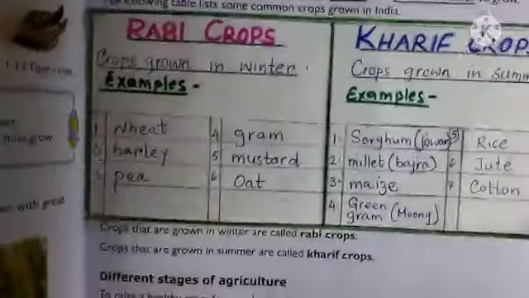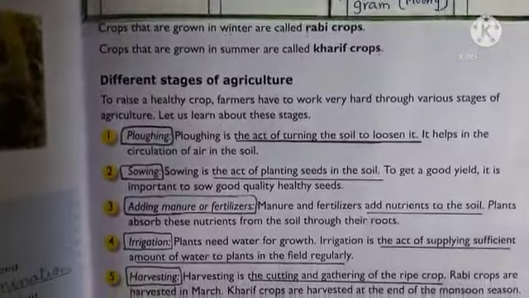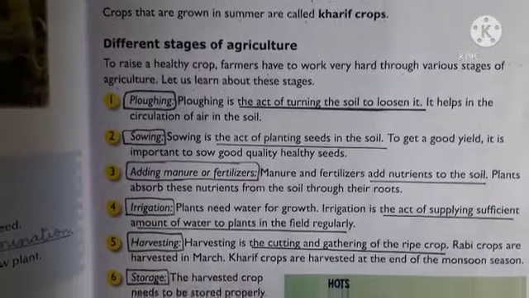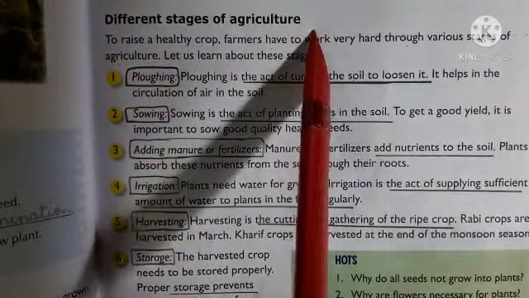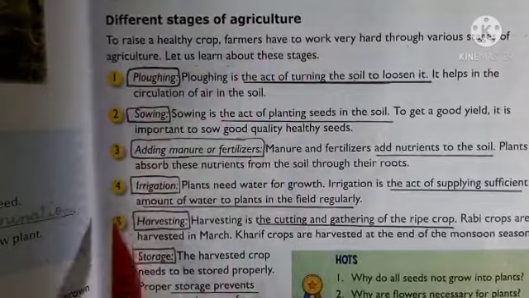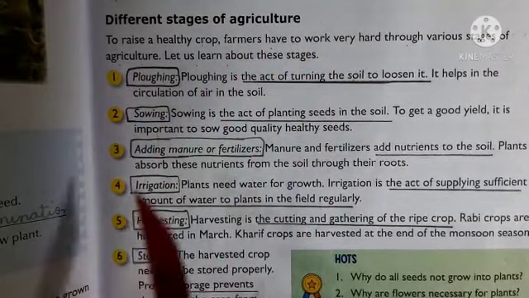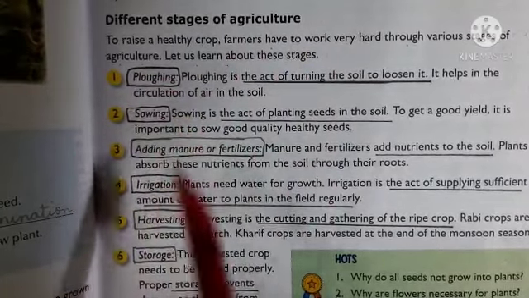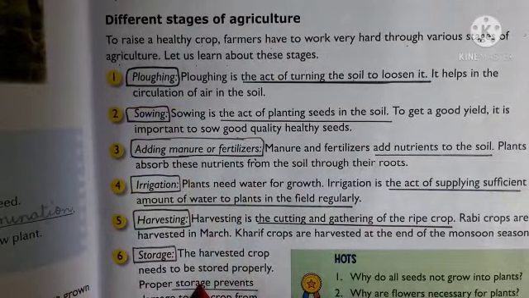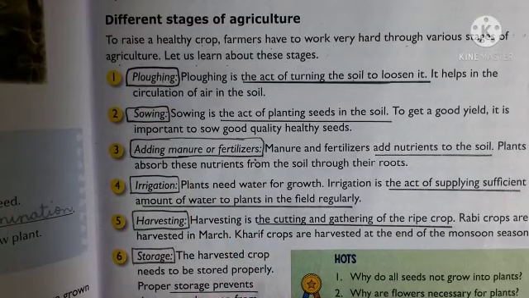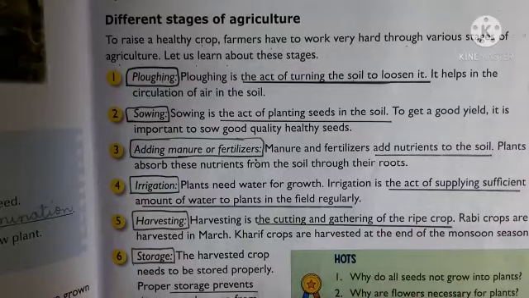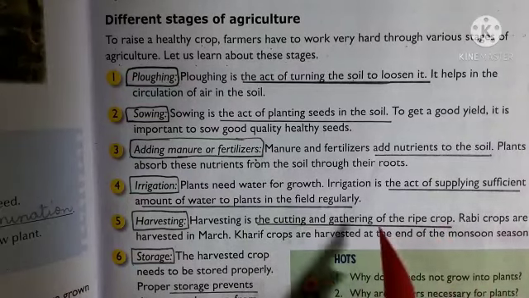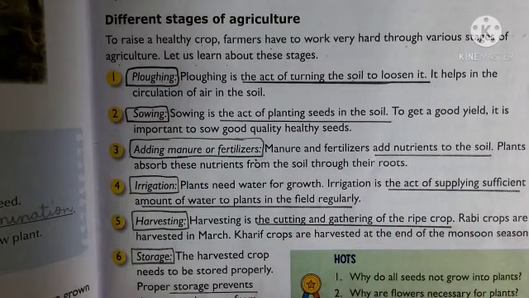So now another important topic in this chapter is the different stages of agriculture. Children, there are 6 different stages of agriculture and let me tell you, they are all placed in the proper order. You cannot jump from one step to the other randomly. Just like when we prepare tea or your mama makes chapatis, there are certain stages. She cannot just go and directly do the chapati. She has to first make the dough, roll it out. So there are different stages.